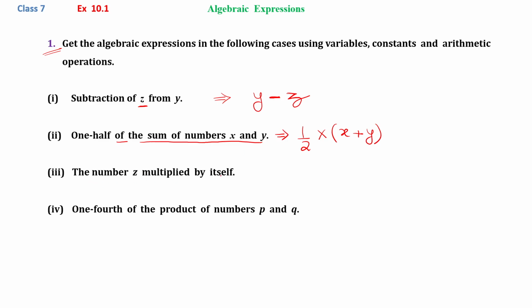Next, the number z multiplied by itself. So z multiplied by itself, z into z, we can write z square.